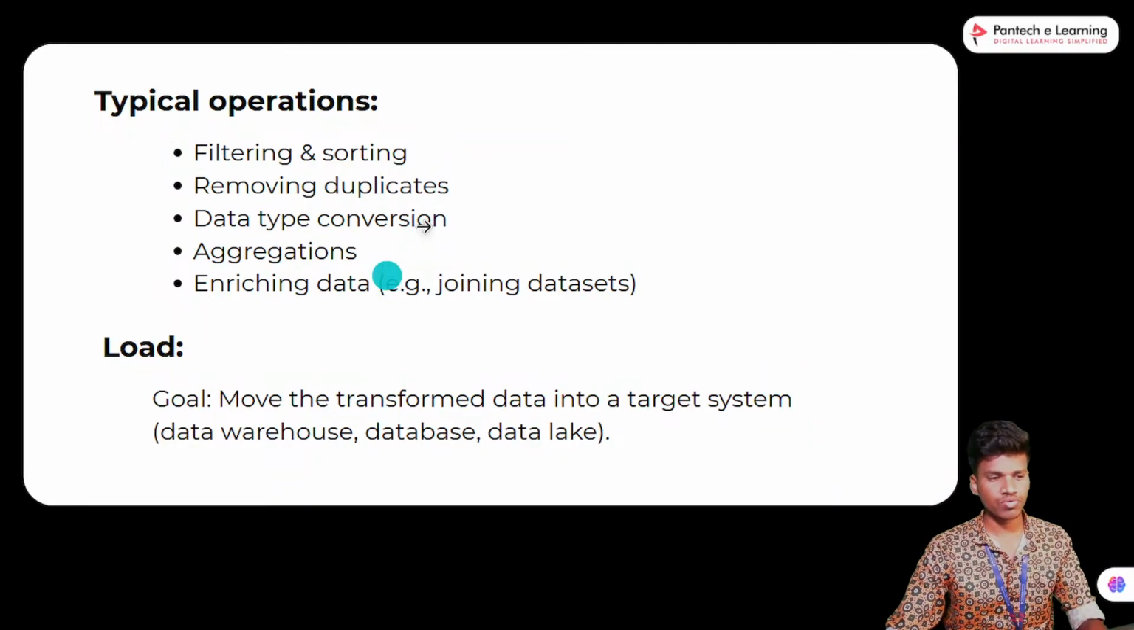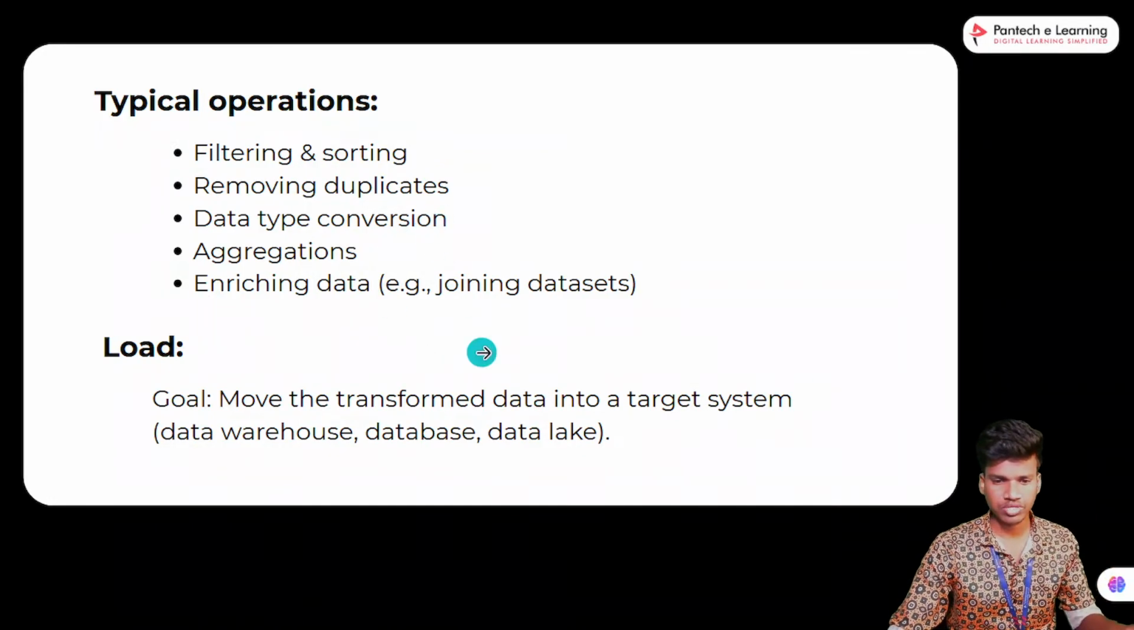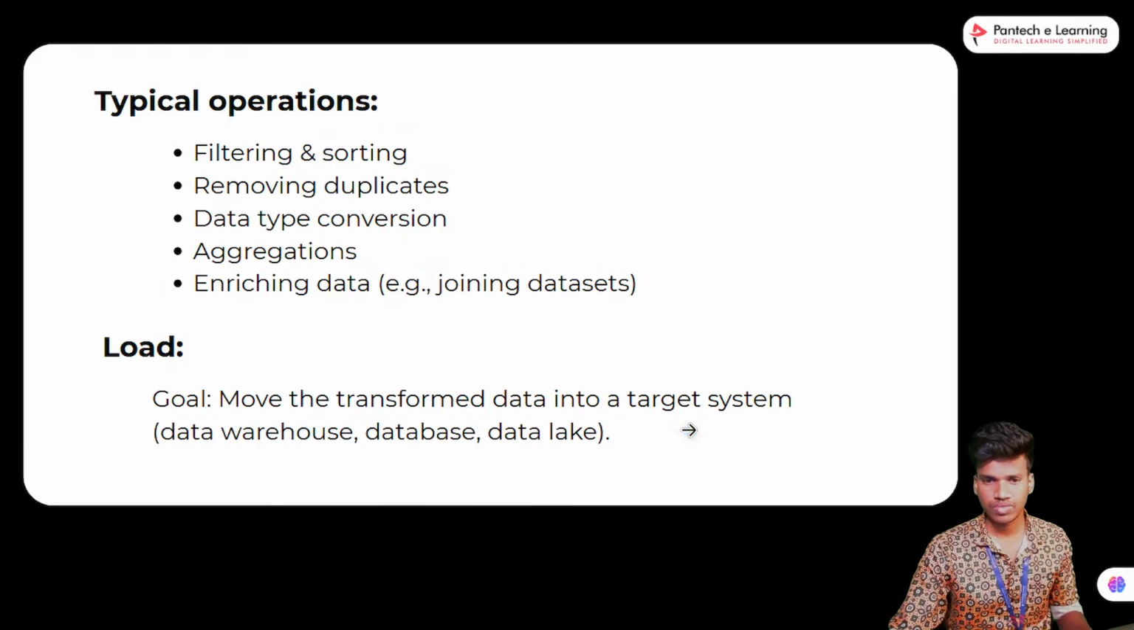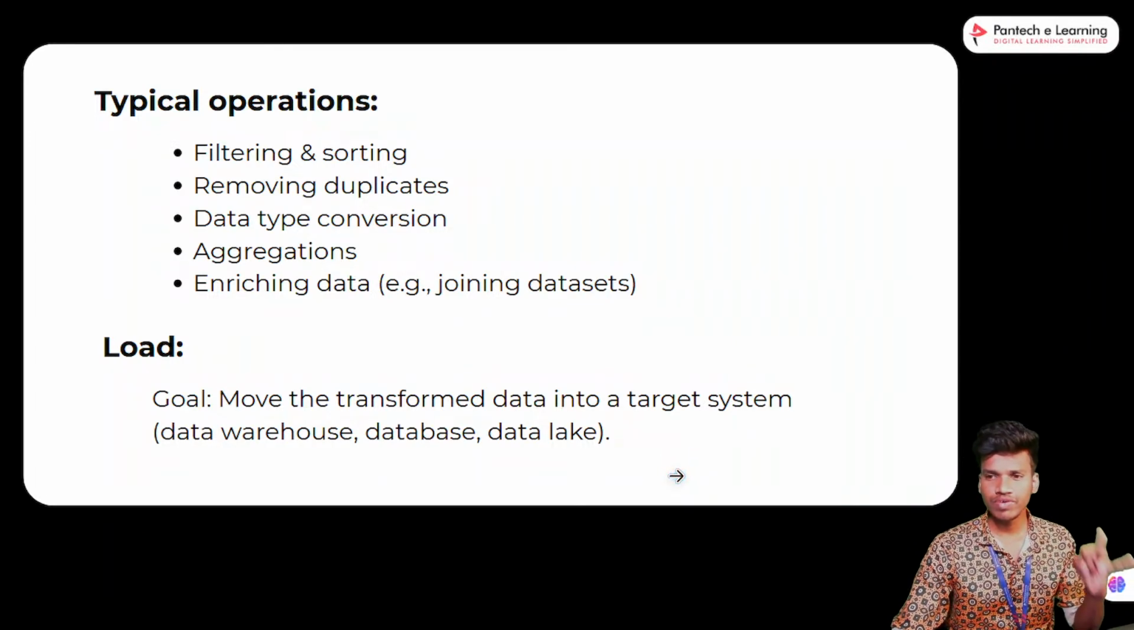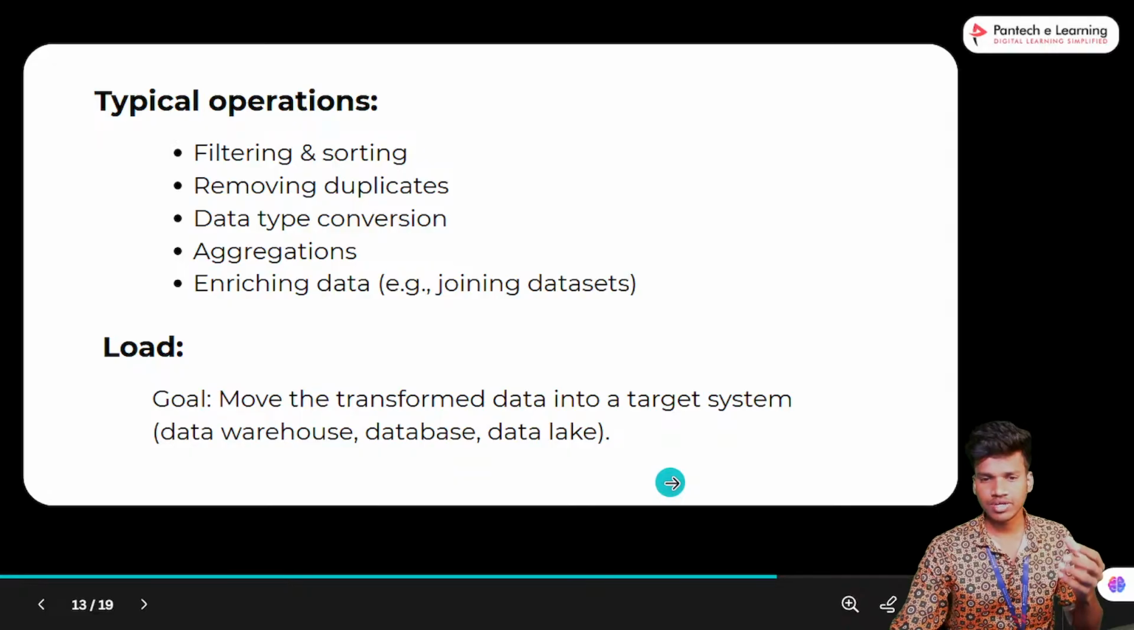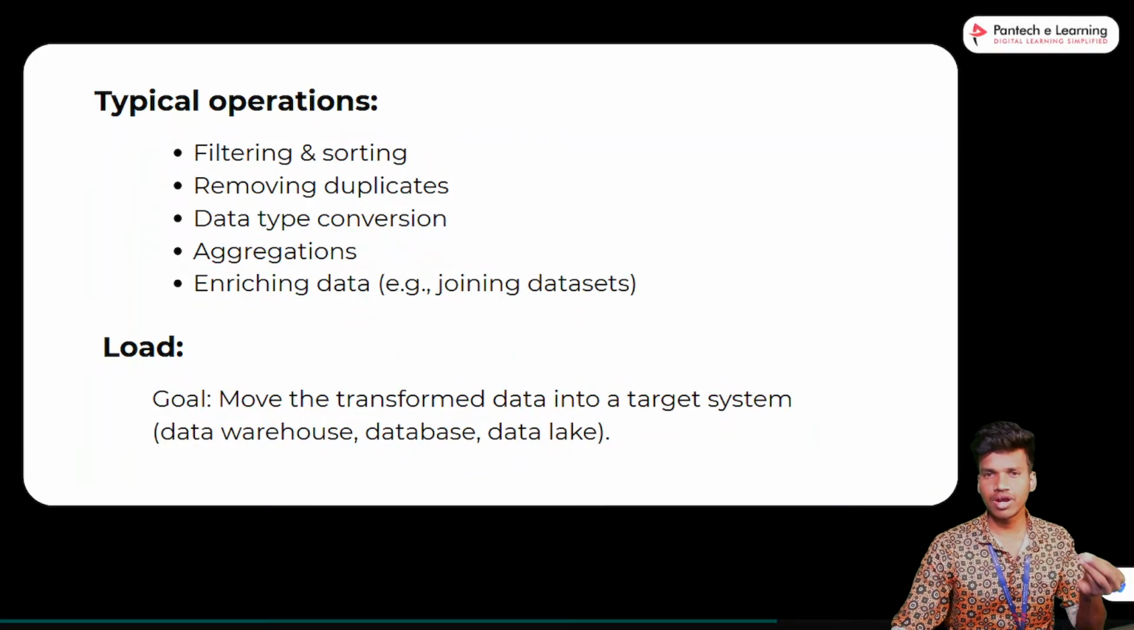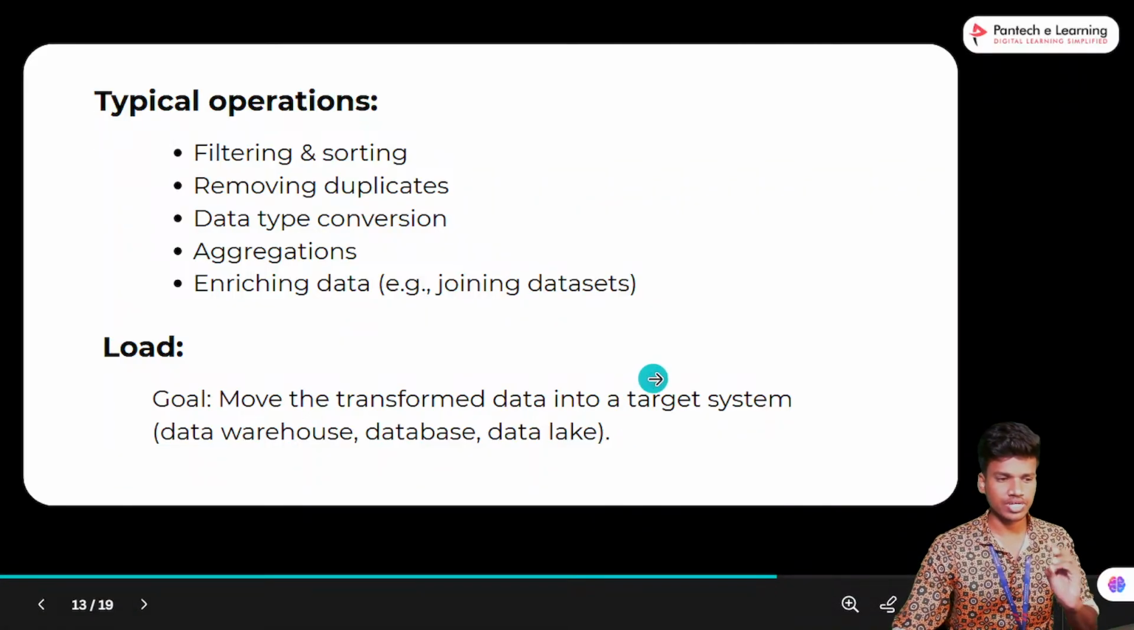Then the load. Once we are done with the processing, we move the data to our target system, that means our visualization process. First we collect, that is extract. Extraction is nothing but collecting the data. Next is transform. Transform means we clean the data, organize it, and remove unwanted data. That is called pre-processing. The pre-processing format is a transform.